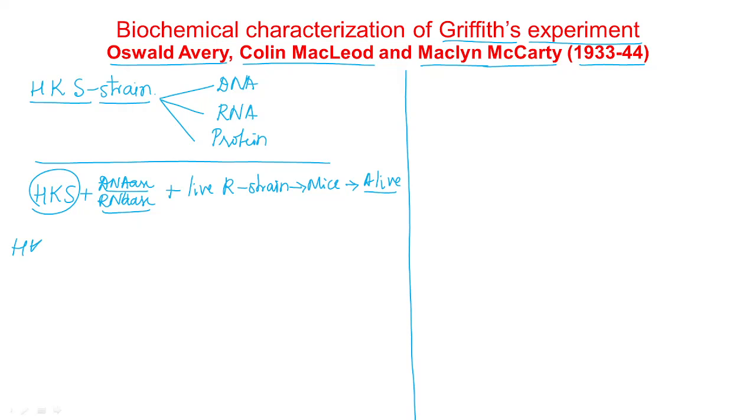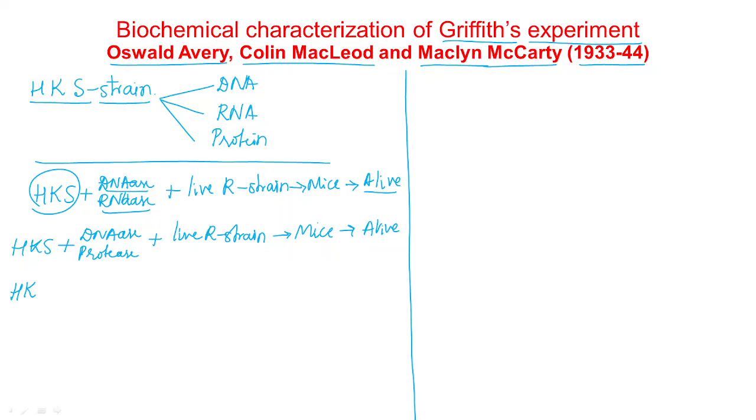They have taken heat killed S strain bacteria to which they have added DNase and protease. That means they have destroyed DNA and protein. They have left only the RNA of the heat killed S strain bacteria to get mixed with what? Live R strain bacteria. When they have done that and injected it into the mice, again the mice were found to be alive. That means the mice did not die, right? That means even the RNA is also not responsible for what? The transformation.